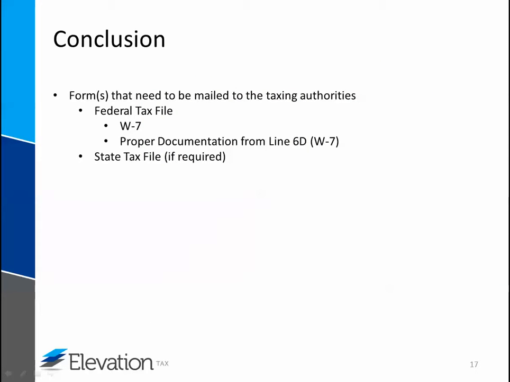So in conclusion, you'll need to send the federal tax file, Form W-7, and the necessary documentation from line 6D to the address on the instruction page of the federal tax file. Also, if required, you will need to mail the signed state tax return to the address on the instruction page of the state file. If you do have any questions, please do not hesitate to contact us.